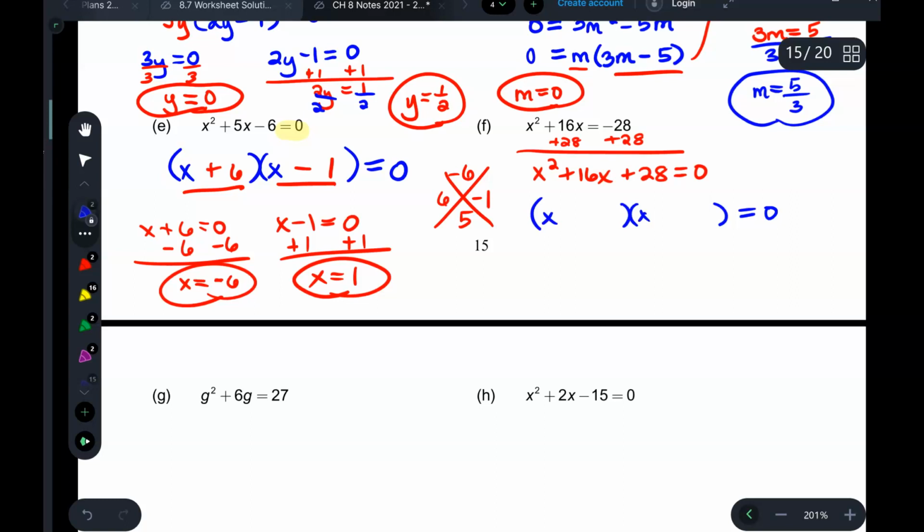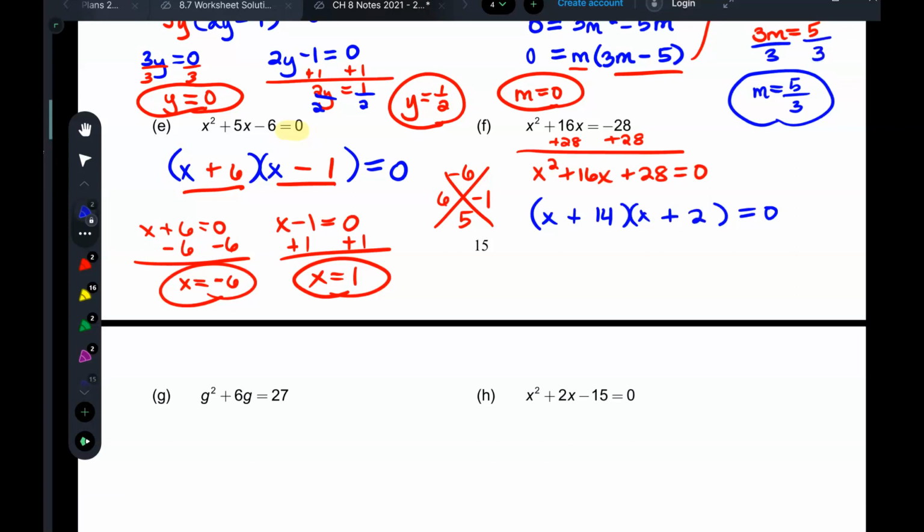Two numbers that multiply together to give us 28 and add up to 16. 7 and 4, but 7 plus 4 doesn't add up to 16. What else multiplies together to give us 28? 14 and 2. Does 14 and 2 add up to 16? Yes. So plus 14 plus 2.